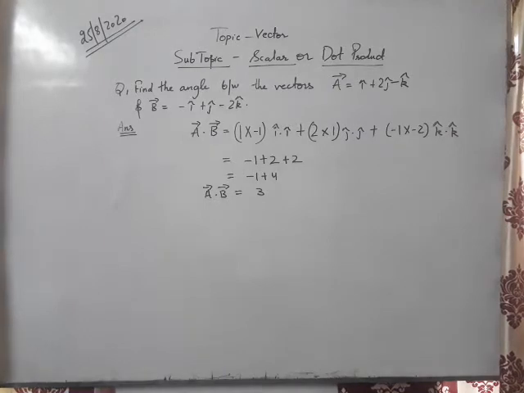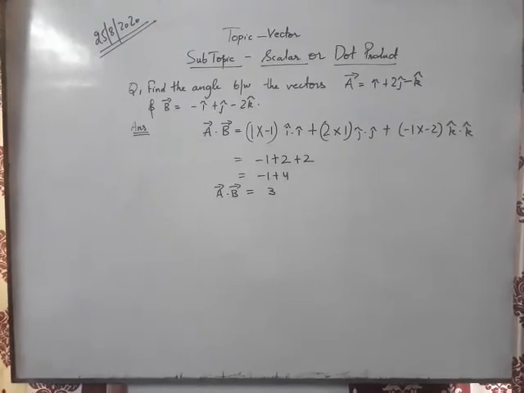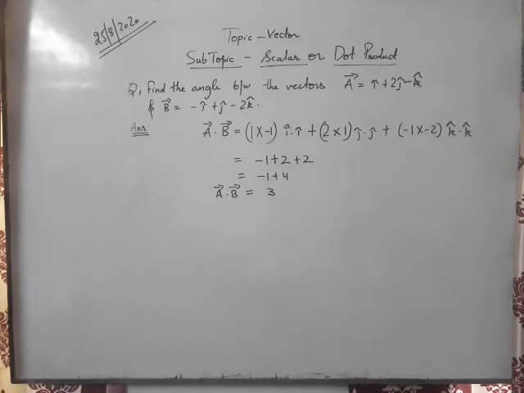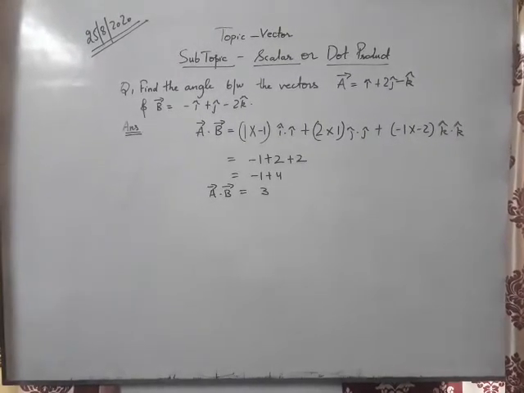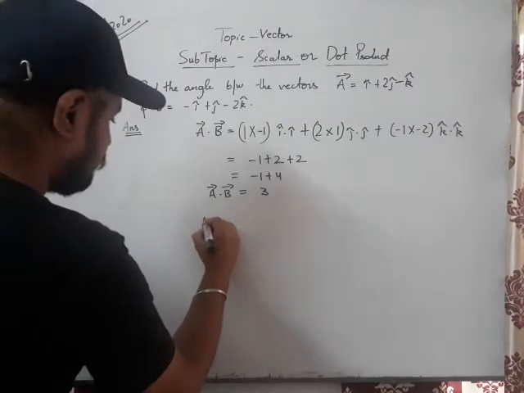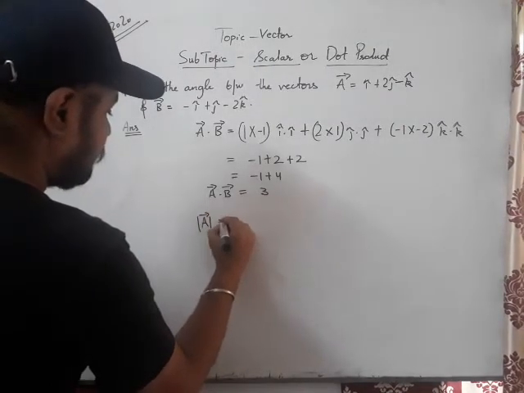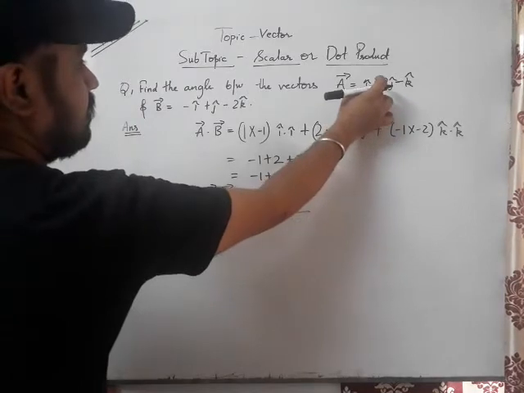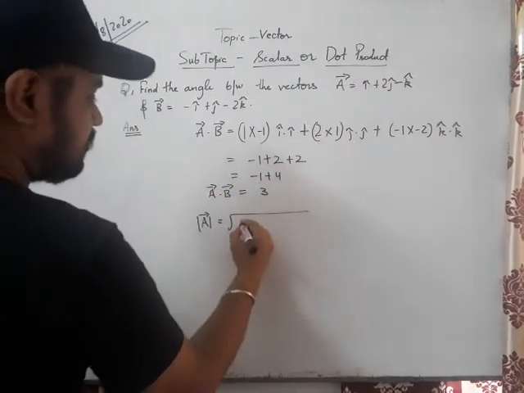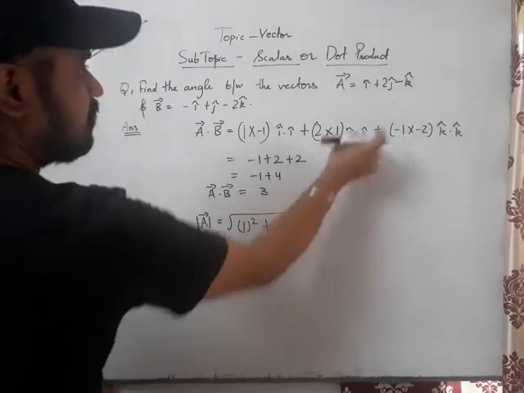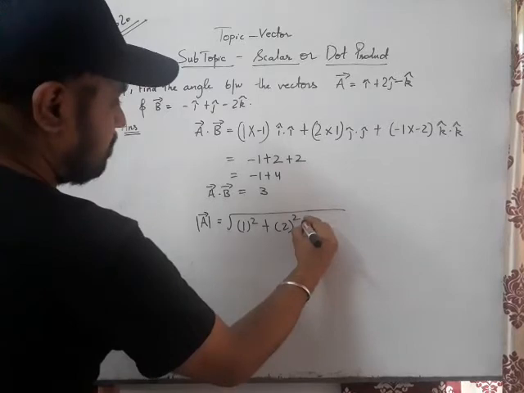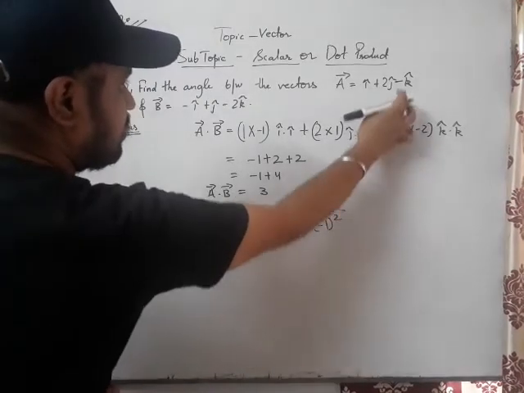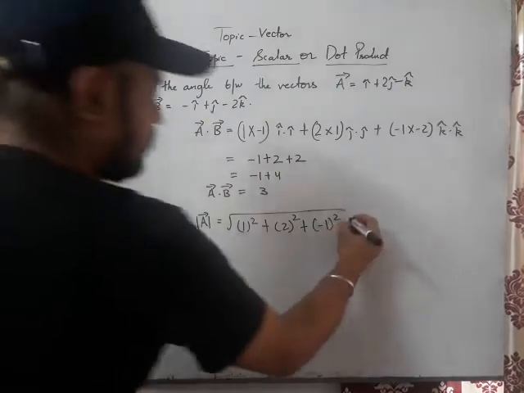Since it is a scalar product, we need not write any direction with it because it is a scalar or dot product, you can say. Now we will be finding out the magnitude of A and B both, so that we can find the angle between both the vectors. So vector A modulus is given as coefficient of i cap square, that is 1 square, plus coefficient of j cap square, that is 2 square, plus minus 1 square because k is having minus 1 along with it.